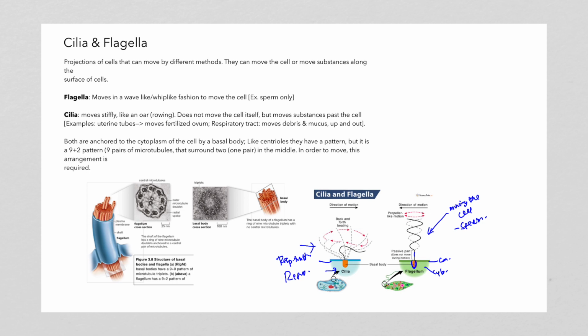All right, they're going to have a pattern, but their pattern's a little bit different than that centriole or centrosome. Here you have 9 pairs of 2. And you see those right here. And then you'll have 2 isolated ones in the middle. That's how you know that it's cilia and flagella.